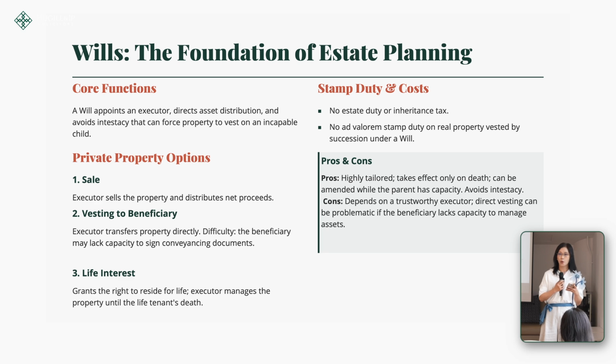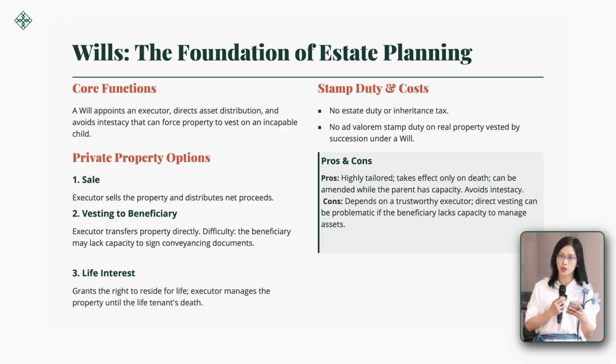So the second way to do it is direct vesting. The executor transfers the property to the beneficiaries. The legal difficulty here is that the beneficiaries might lack the mental capacity, so they cannot simply sign the documents themselves. So while the property seems to be under their name, actually it becomes practically frozen. The third way to do it is to offer a life interest to the children, to the beneficiary. But then it also creates a lot of burden on the executors, because the executors have to hold the property during the lifetime of the beneficiaries.